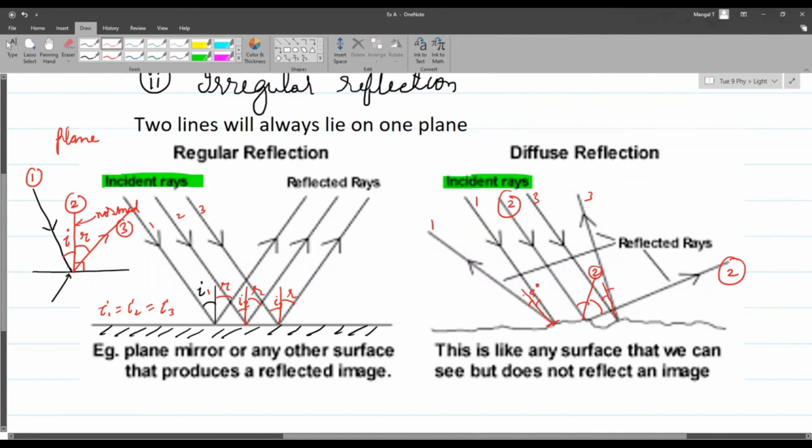The law of reflection is obeyed at every surface. So suppose this is 5 degrees, the law of reflection is obeyed even if it is a plane mirror or a spherical mirror, whether it is a rough surface, it will be obeyed every time.